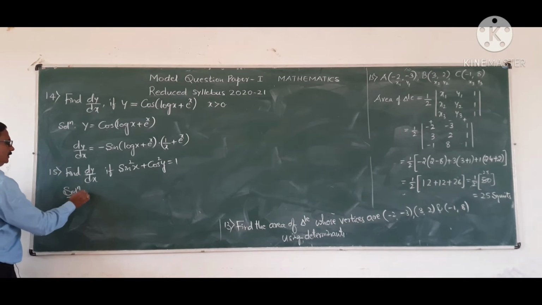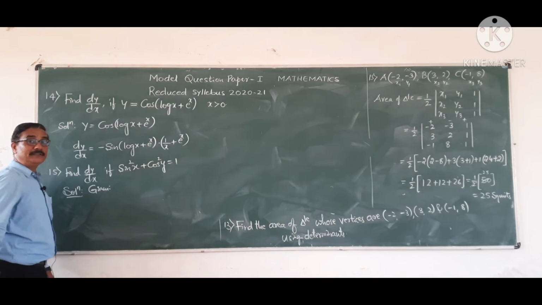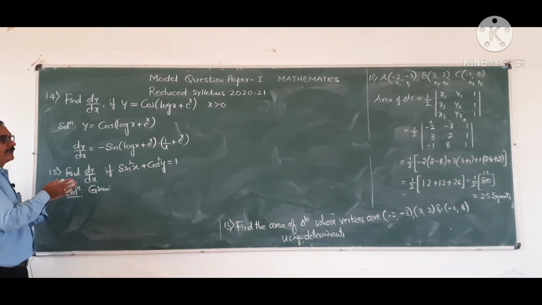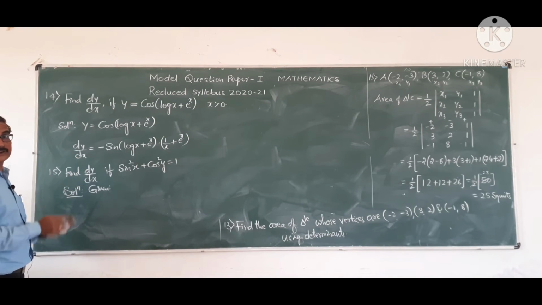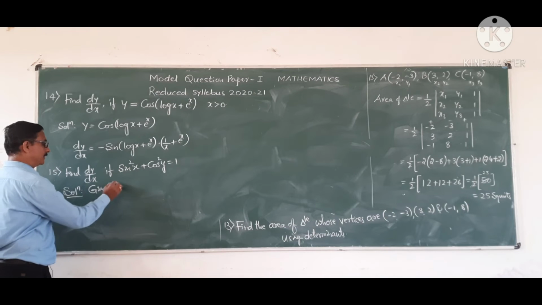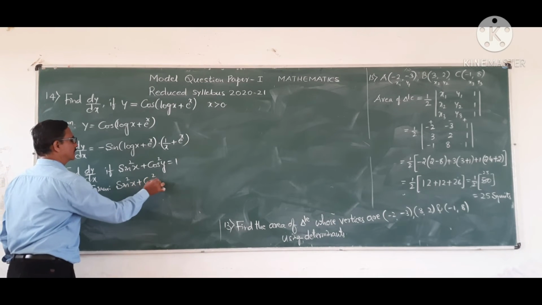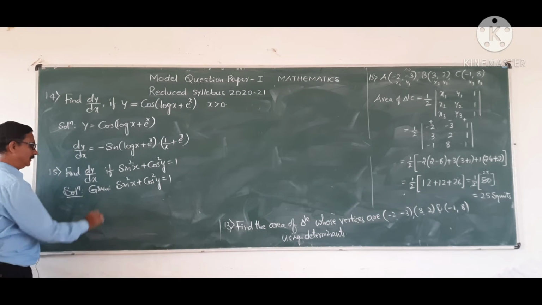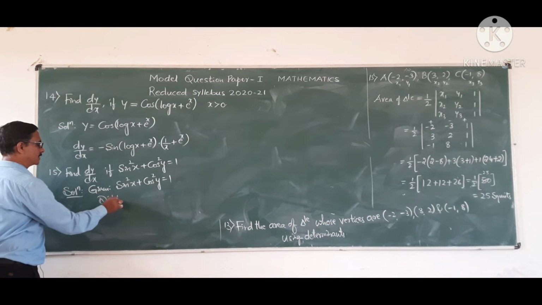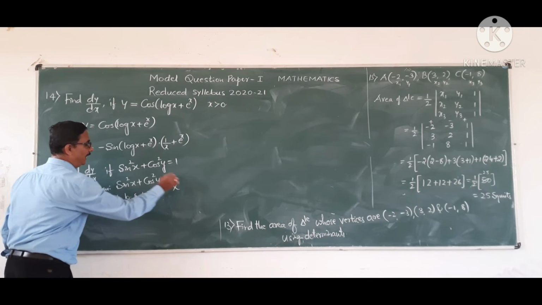Solution, given data. Clearly it is an implicit function because y cannot be expressed in the form of a function of x. So y is not directly given, so it is an implicit function. Given sin square x plus cos square y is equal to 1. Now differentiate both sides with respect to x.